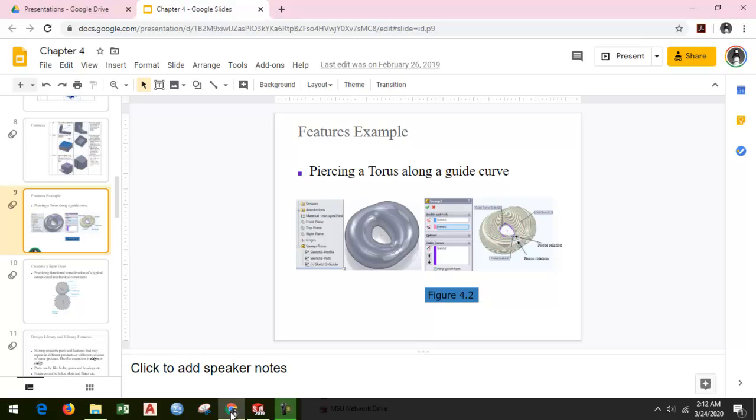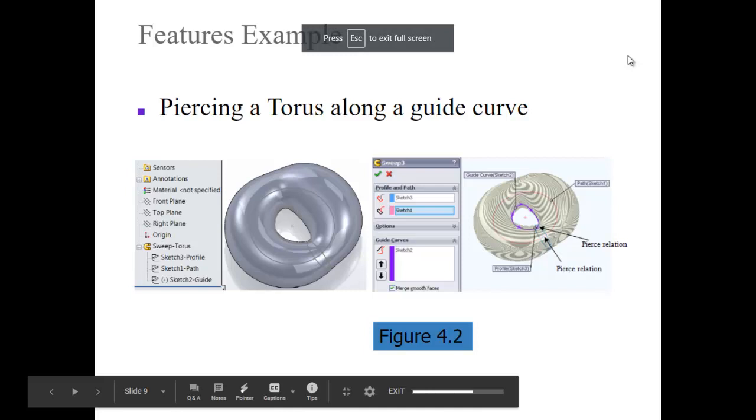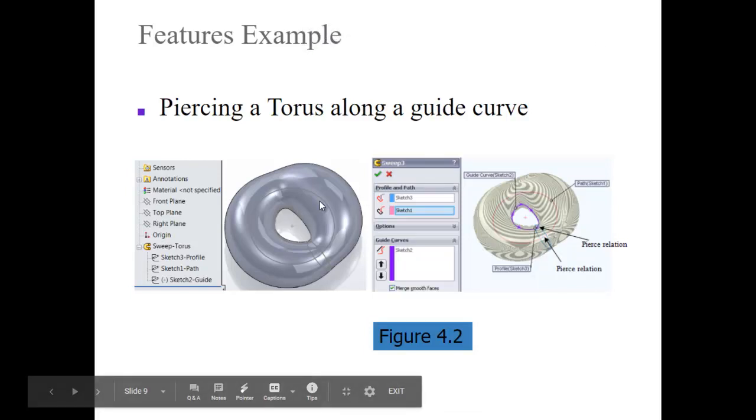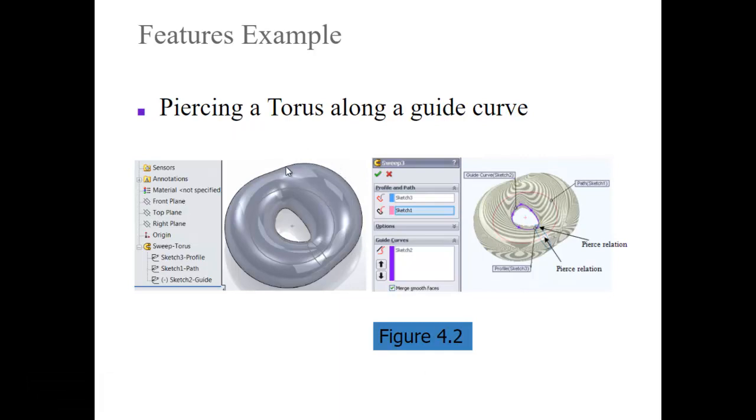Hi students, in this video I am going to explain example 4.1 from chapter 4 of your textbook. So here is the example that we want to work on. We want to design a free form torus that is shown here. So let's work on it.